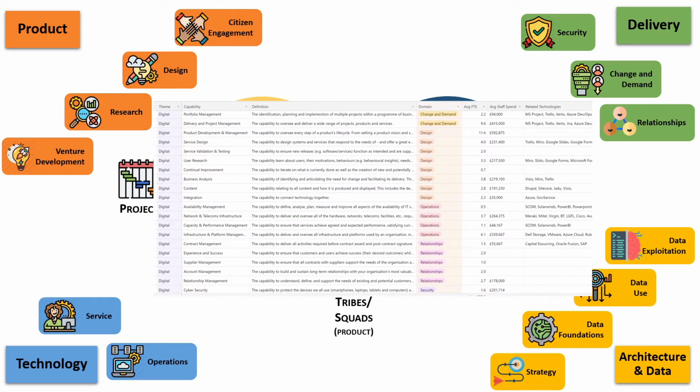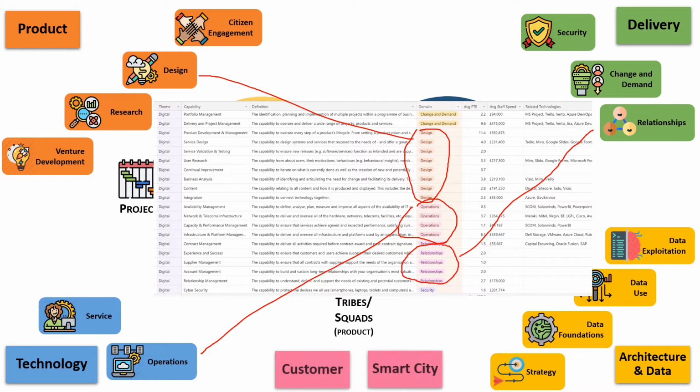You'll notice that these capabilities are drawn directly from the DDI reference model domains. Each of these capabilities has a definition to provide some clarity about what it means and some listed benefits which can help in the development of a business case or to explain to stakeholders why we actually need it. For example, you can see here the capabilities of change and demand, security and relationships we've decided to create in our new delivery team at Westminster.